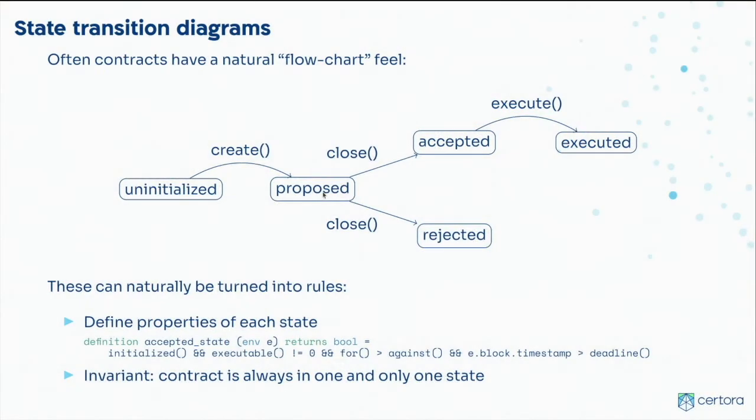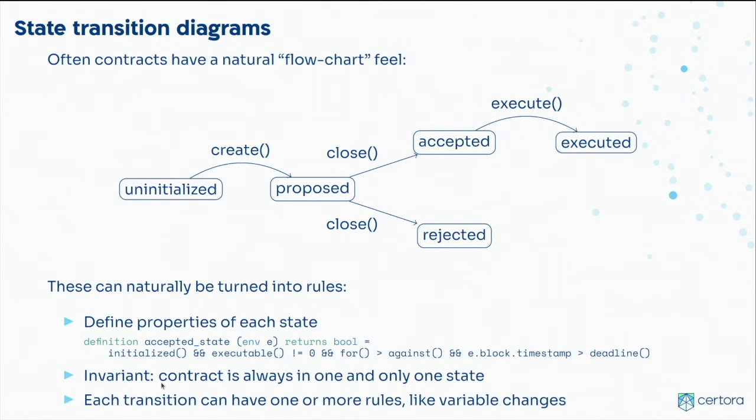Once you've done that, there's a nice invariant you can always write: the contract is in exactly one of these states. That is often a good invariant because it catches places where, for example, you should know two things in one of the states, but you only remember to change one of them. Then the contract will not be in this state because you've changed one thing, and it won't be in the start state because you've changed another. So this gives you a nice invariant.